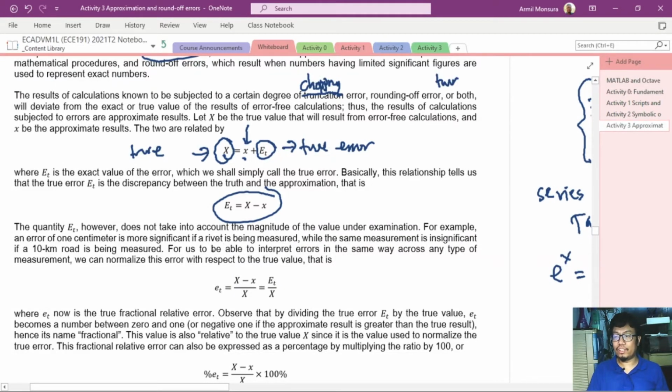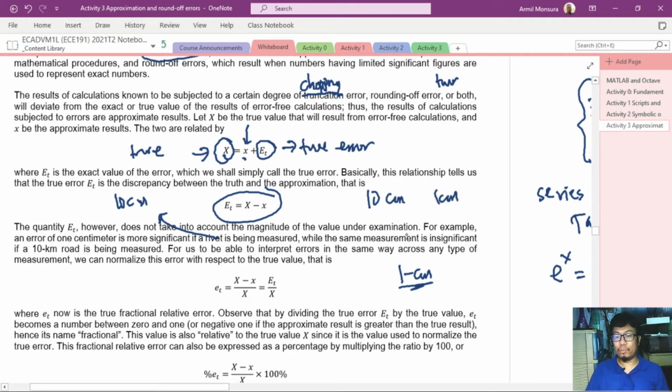Or rivet pala, sorry. Rivet is being measured. Okay. Why is the same measurement insignificant? That 1 centimeter difference that is incurred, for example, in a 10-kilometer road, okay, is actually insignificant. Compare that to, for example, a 10 centimeter rivet. Okay. So, kasi malaking difference yung 10 centimeter at saka yung 1 centimeter.